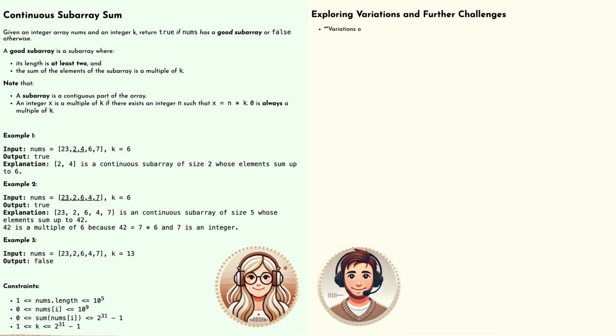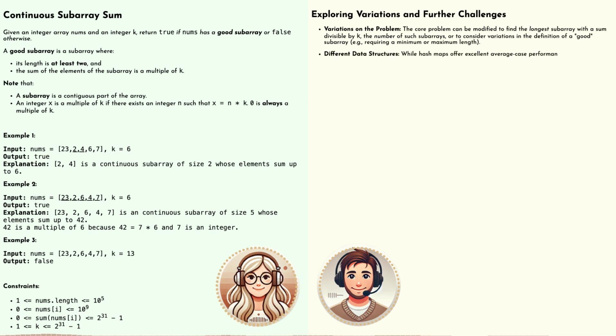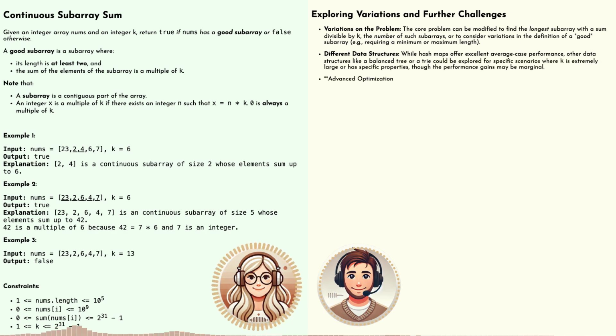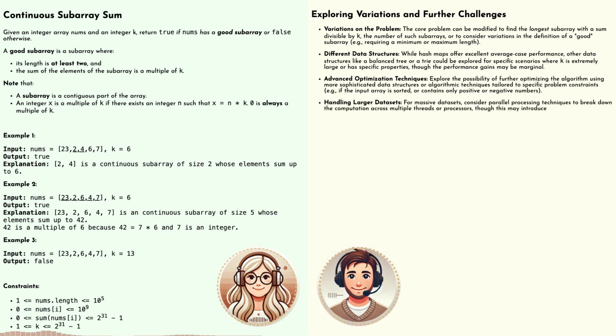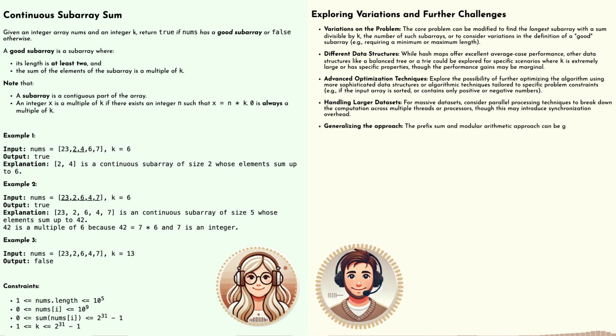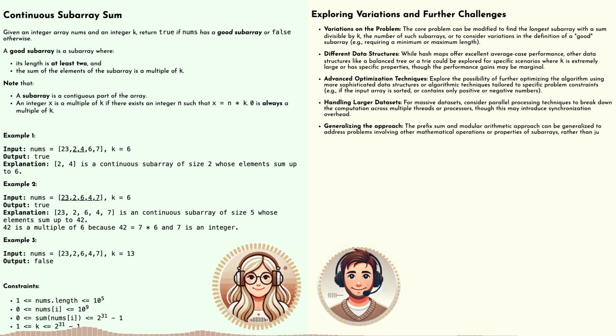It's a beautiful thing. And exploring these optimizations and variations is what makes algorithm design so engaging. For instance, what if we wanted to find not just any continuous subarray that sums to a multiple of k, but the longest one possible? That's a great question to ponder. It seems like we need to tweak our approach a bit. Maybe keep track of the lengths of the subarrays along with their remainders. Exactly. It's like adding another layer of challenge to our puzzle.